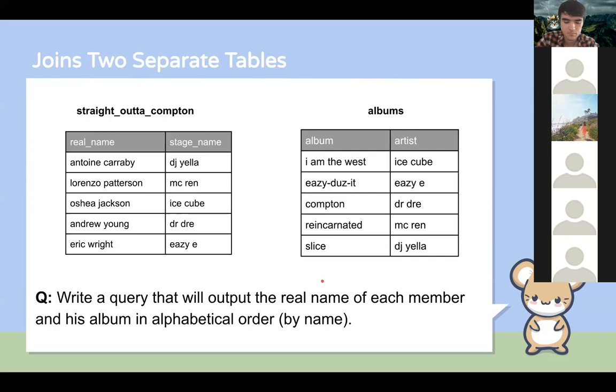So moving on to another question. We have two tables here. One's called Straight Outta Compton. The other one is called Albums. So for this query, I want you guys to write one that will output the real name of each member and his album in alphabetical order by name. Okay, so take 2 to 3 minutes to work through this on your own.